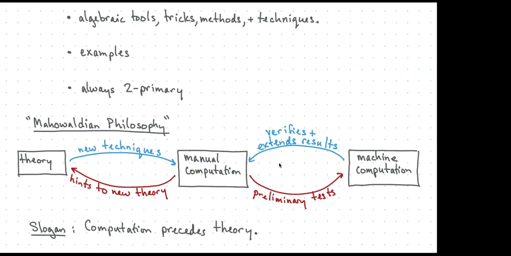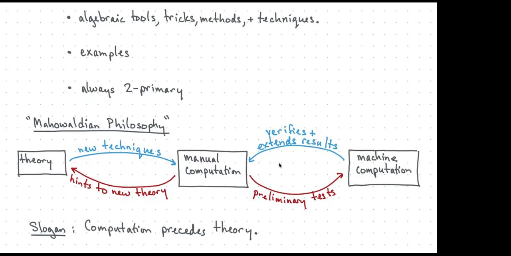So, for example, you develop theory that leads to new techniques for computation. On the other hand, when you carry out a manual computation, you start to see patterns and notice structure, and that provides hints to new theory.